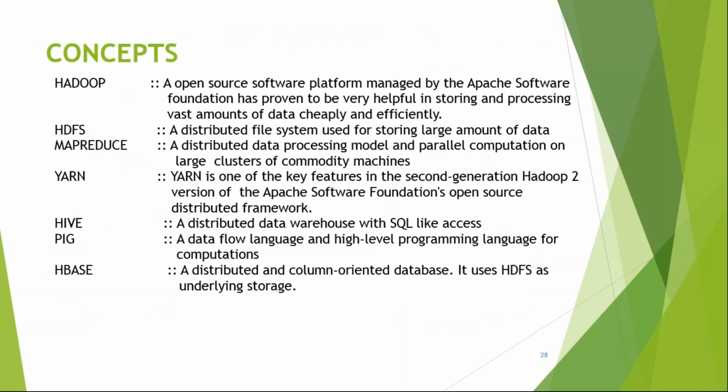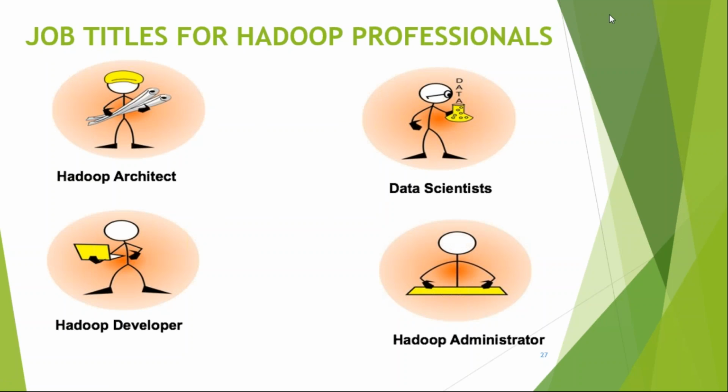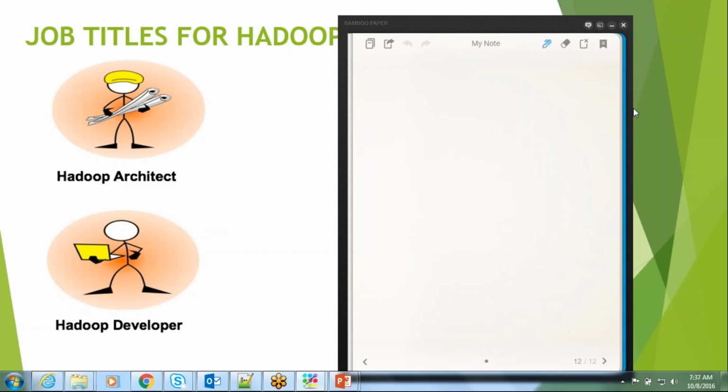Okay, let's move. Before moving to concepts, I just want to explain how Hadoop works. We just saw what the problem is, so let me show you how Hadoop solves the problem. Hadoop comes up with two beautiful components called HDFS and MapReduce. One is HDFS, another one is MapReduce.